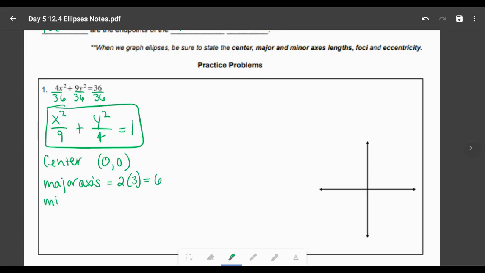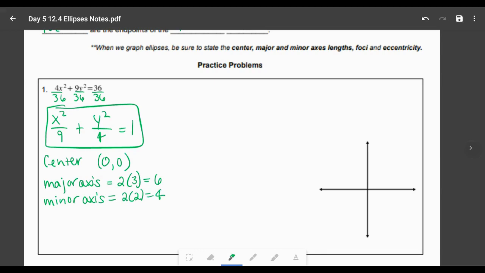And then the minor axis is going to be related to the 4 in the denominator, because remember 4 is less than 9. If I take the square root of 4, that gives me b equal to 2. And so 2 times 2 is equal to 4.